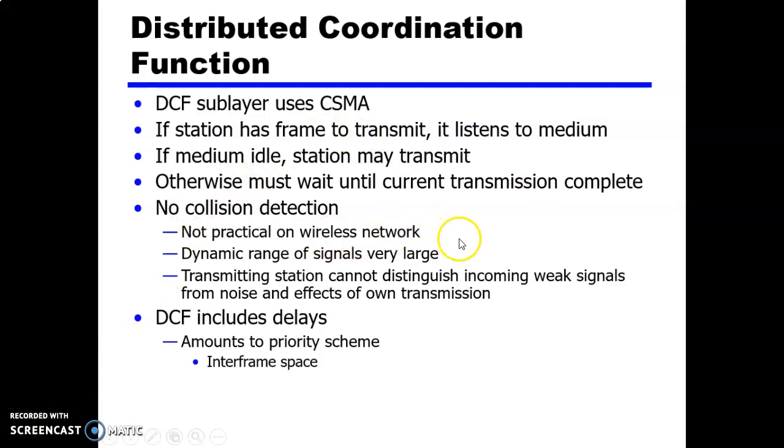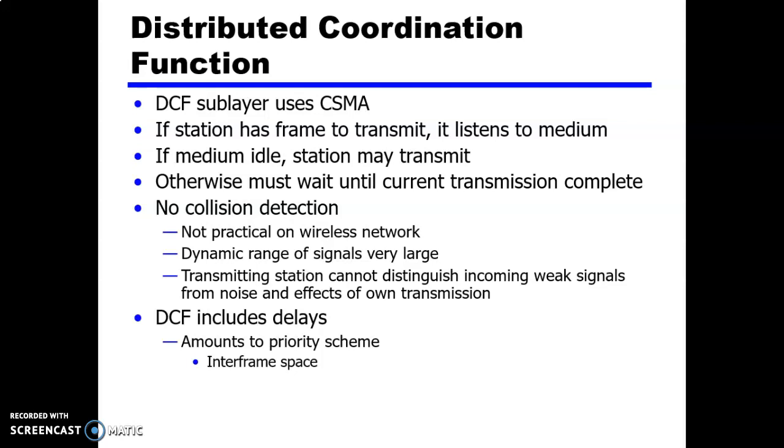Now let's proceed with the DCF. DCF uses CSMA. CSMA means there is no collision detection technique in this DCF function. These DCF functions consist of some basic steps. If the station has to transmit, it first listens to the medium. If the medium is idle, then the station may transmit. Otherwise, it will wait until the current transmission is complete.